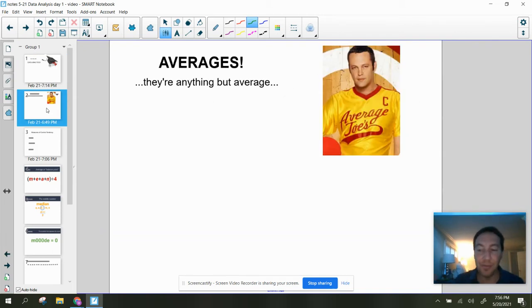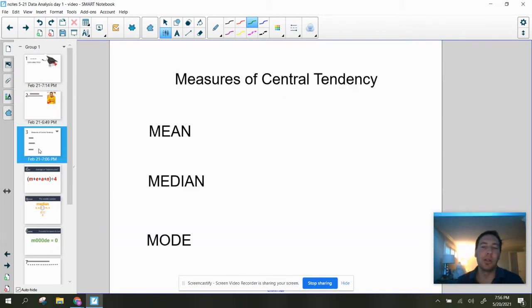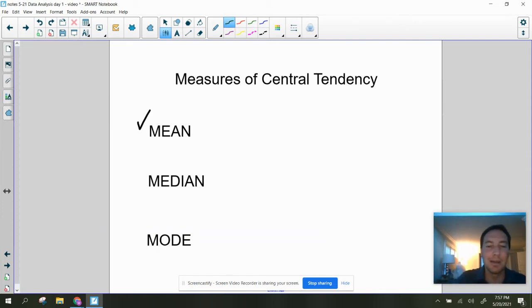Specifically averages. When you were little, you probably learned how to find the average of something. What you might not have learned is there are different ways to find the average, and sometimes one is more helpful than the other. The fancy name, if you want to impress your friends, for an average is the measure of central tendency. Here are the three we're going to learn about today: mean, median, and mode. Let's go through each of these three and see if they make sense.